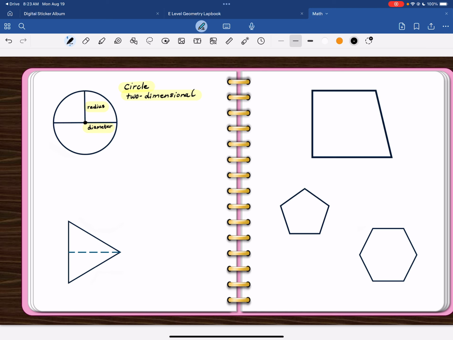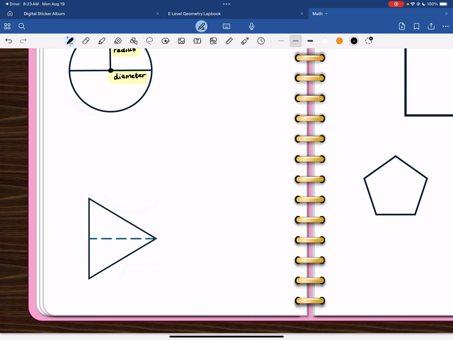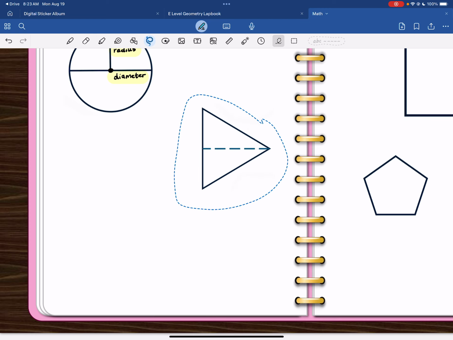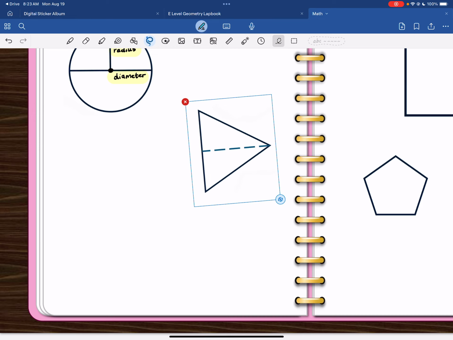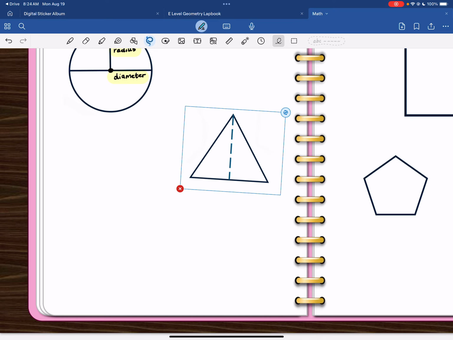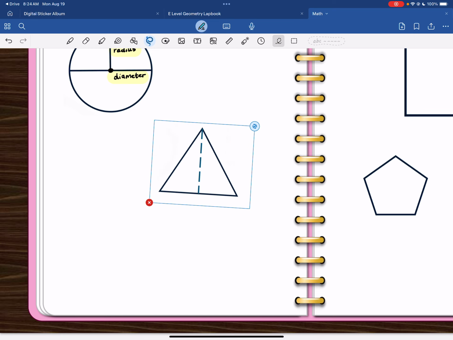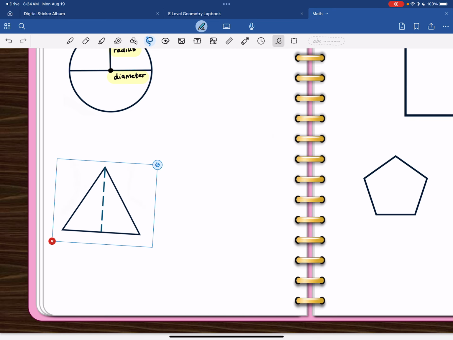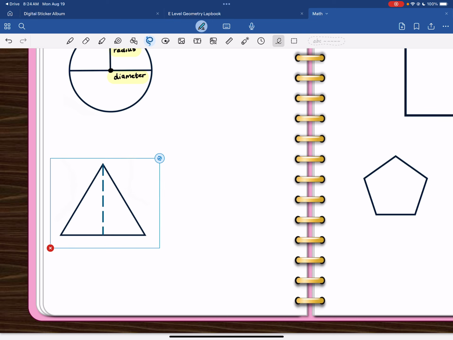The next one is another one that a lot of people recognize. This one has 3 sides and 3 angles. It is a triangle. And let's twist this around. This doesn't change anything about the triangle. You can turn it any way you want to, and you still have the same shape. It still has the same geometry. This one is called a triangle. It is two-dimensional.